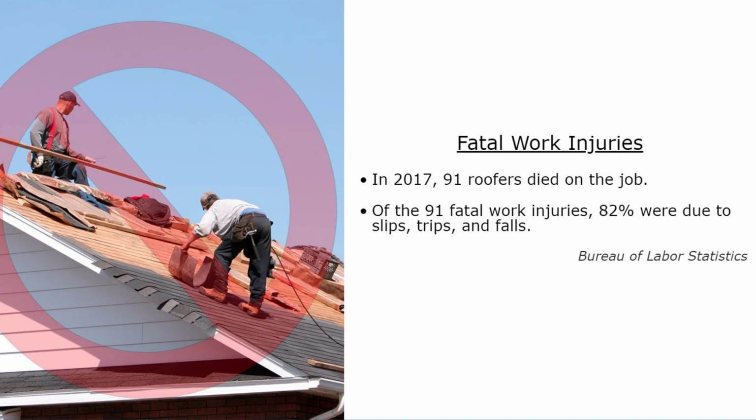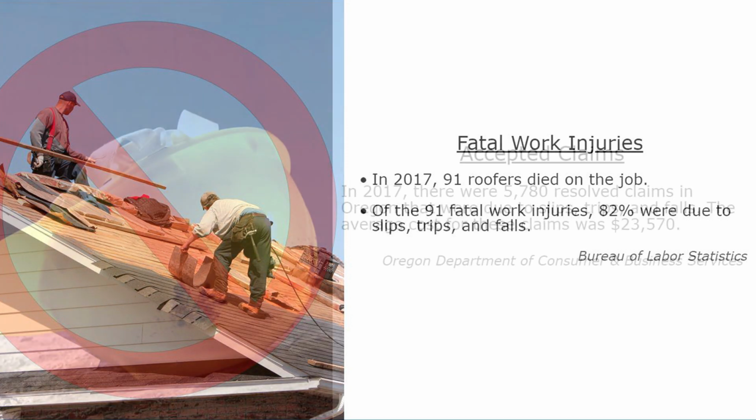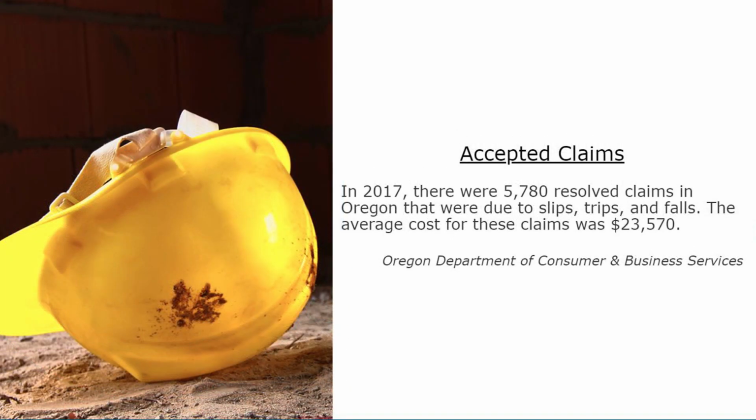Fatal work injuries. In 2017, 91 roofers died on the job. Of the 91 fatal work injuries, 82% were due to slips, trips, and falls. Bureau of Labor Statistics. Accepted claims. In 2017, there were 5,780 resolved claims in Oregon that were due to slips, trips, and falls. The average cost for these claims was $23,570. Oregon Department of Consumer and Business Services.